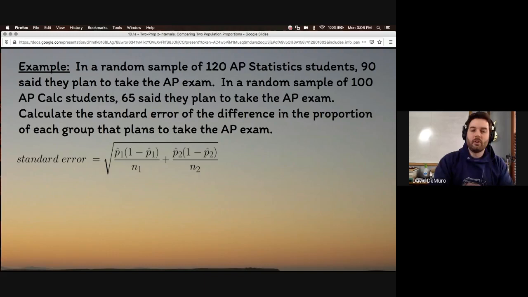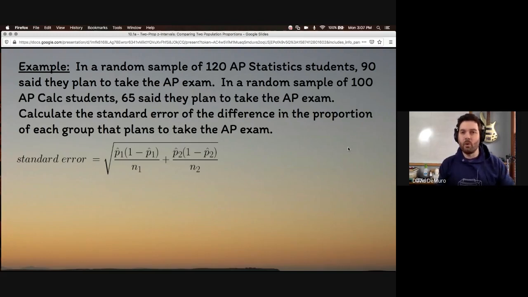So here's an example of where we might calculate a confidence interval. Let's say we want to compare AP Stat students to AP Calc students, and do they take the AP exam at different rates? Is one group more likely to take the exam than another group? So before we get to an example of the whole process, let's just calculate a standard error.